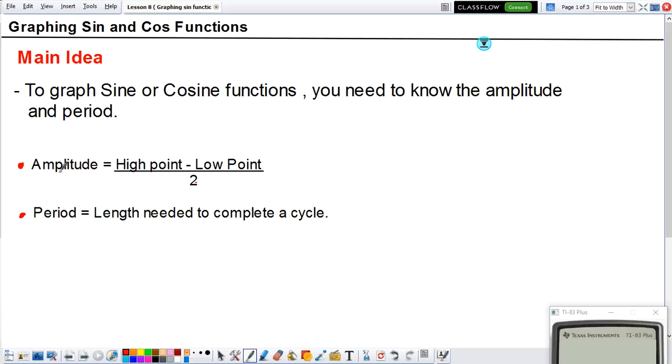So these are two key properties that we need to keep in mind whenever we're graphing any kind of sine or cosine function. The amplitude is the high point minus the low point, the highest point in the graph. We will subtract the lowest point in the graph and then we will divide by 2. And the period is just how long it takes for the graph to complete a full cycle. Now let's start with something basic.